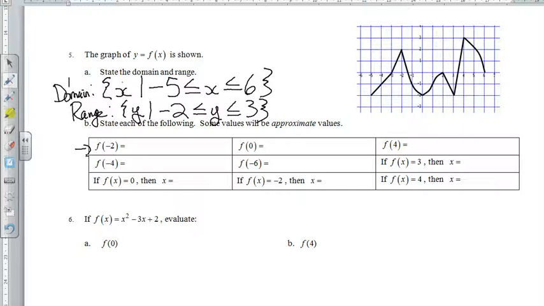So how do you do that? Look on the graph, right? That's the only place you have to look. There isn't a formula where we can substitute in and say, let's put negative 2 into something. All we can do is say, on the graph, when x is negative 2, y is 2.